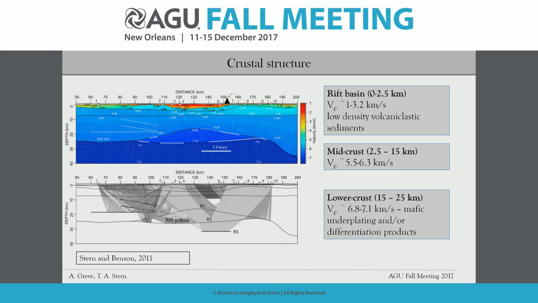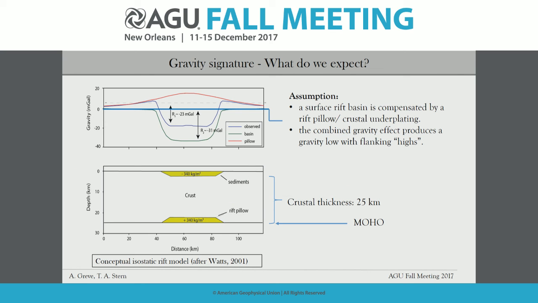Now, assuming that the gravity signature we observe on the surface is that from upper and lower crustal features, what do we expect to see in such a setting? The model I'm showing here is that of a 2.5 kilometer deep rift basin that's isostatically exactly compensated by a rift pillow at depth. And what you can see in the green line there, apologies, I do not have a laser pointer.